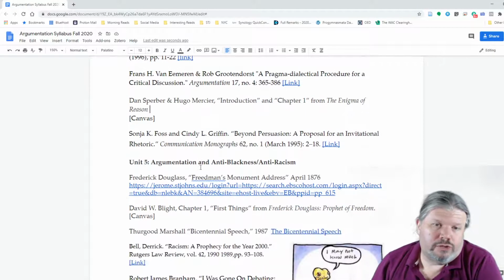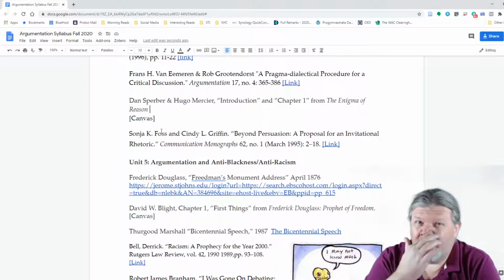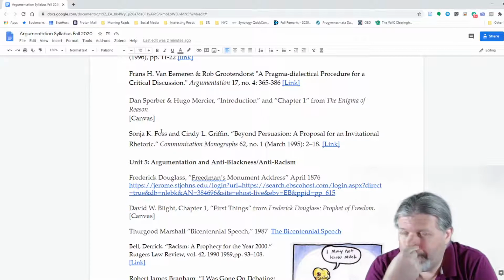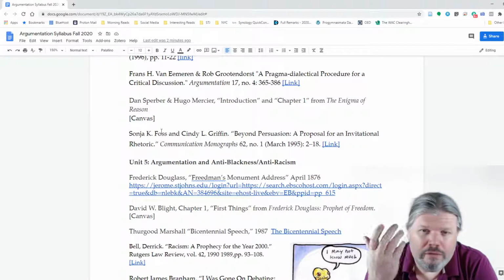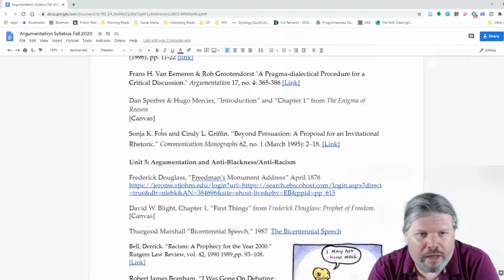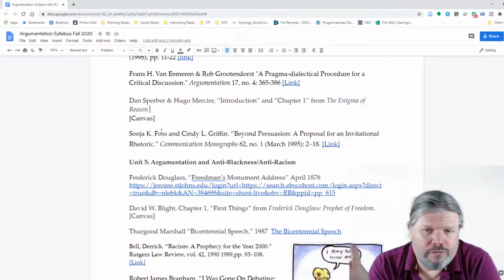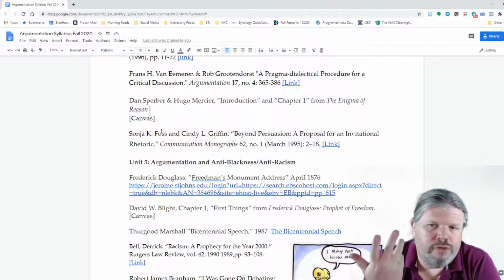The next one, I'll be interested to see this one, because this is an essay that's very controversial. In fact, a new book, for the 30th anniversary of this theory, just came out on Invitational Rhetoric, which is by Sonja Foss and Cindy Griffin. This is a theory I really like. I've written about it myself a few times. A Proposal for Invitational Rhetoric.